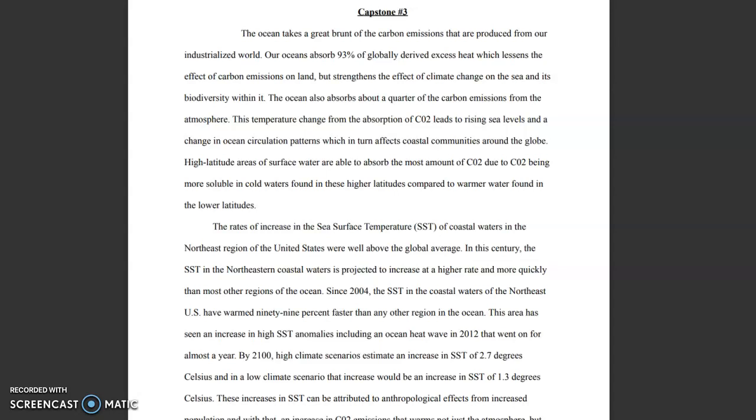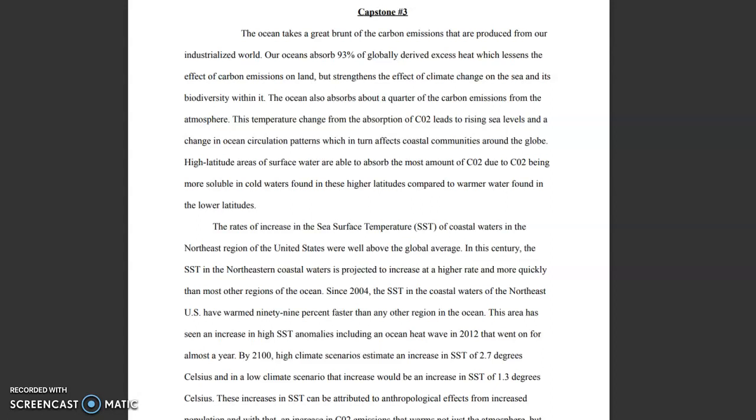The ocean takes a great brunt of the carbon emissions that are produced from our industrialized world. Our ocean absorbs 93% of globally derived excess heat, which lessens the effect of carbon emissions on land, but strengthens the effect of climate change on the sea and its biodiversity within it.